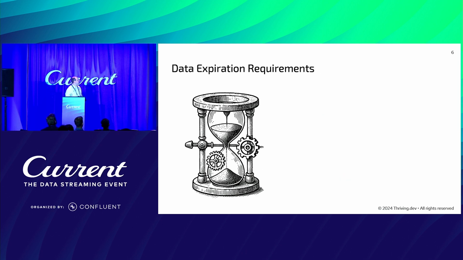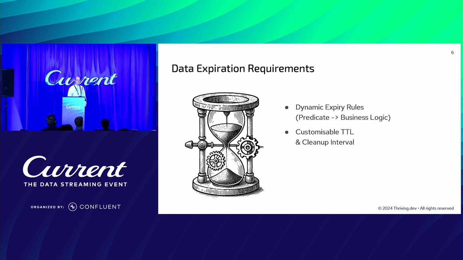So coming on to data expiration requirements, one requirement is to have, like I stated, dynamic expiry rules, so not just based on a specific time, but also a criteria like the completion of your parcel delivery, when it's either delivered successfully or returned to the sender. We want to customize that TTL and also the cleanup interval. Do we need to clean up every minute, every hour, once per day? And we want to have that mechanism to be efficient. Of course, we are engineers, so yeah.